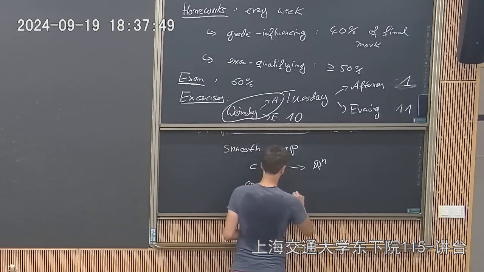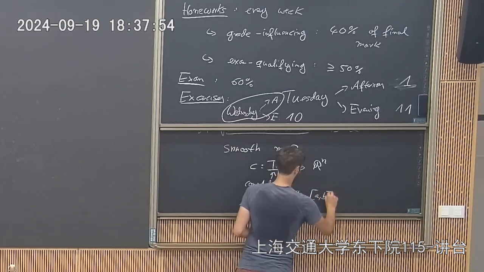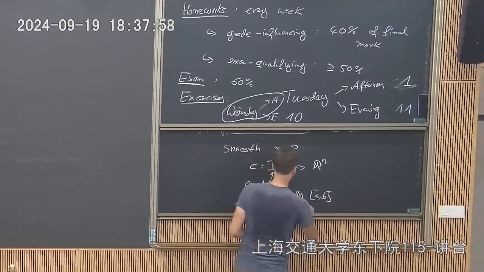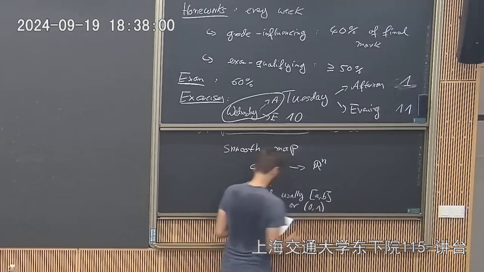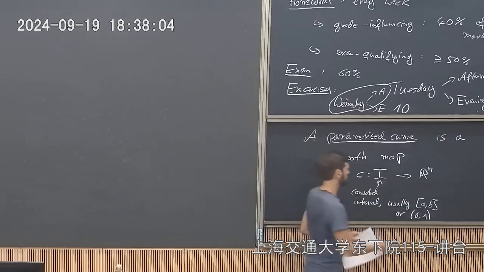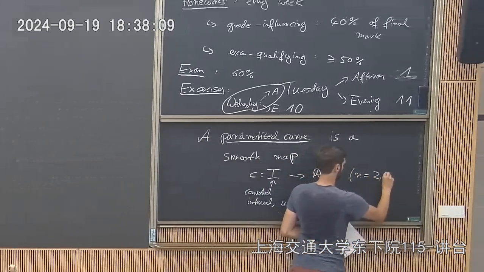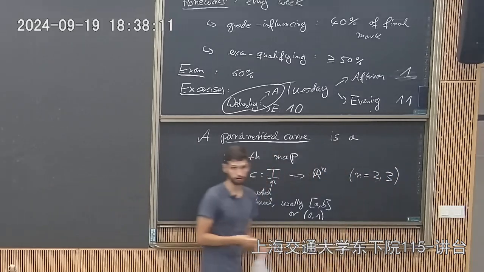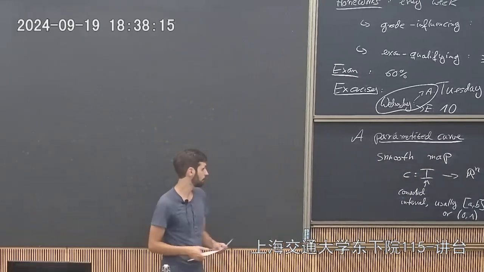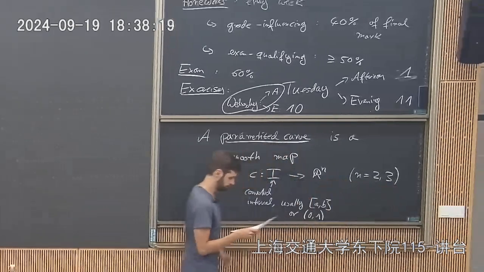Usually it's some connected interval from A to B, or maybe from 0 to 1 or something like that. And the map is going to R^n, and for our course, n is usually 2 or 3. If it's 2, then I just say that it's a planar curve, a curve that is living in the plane. And we usually don't go higher than this, in this course at least.